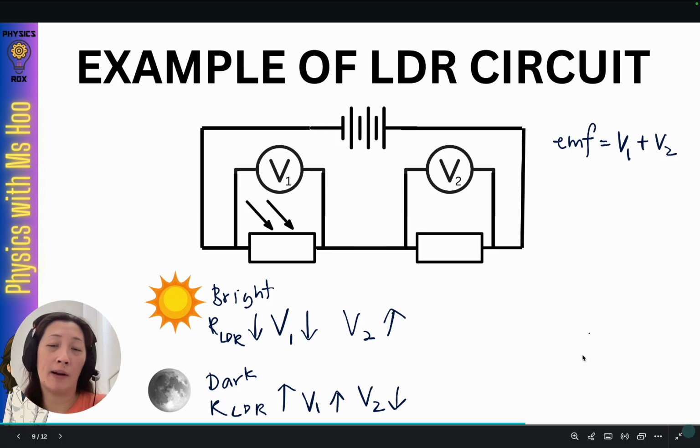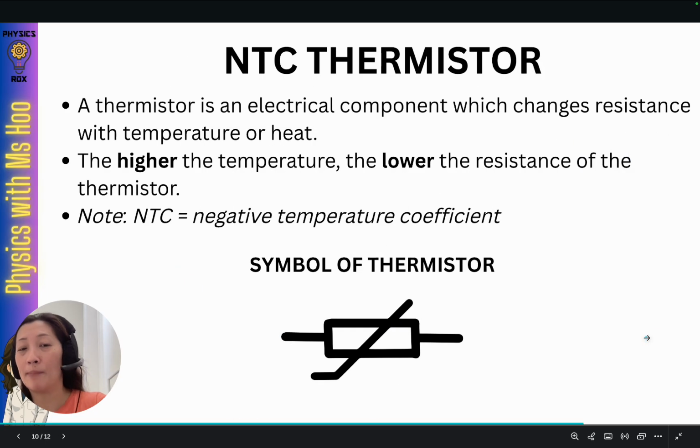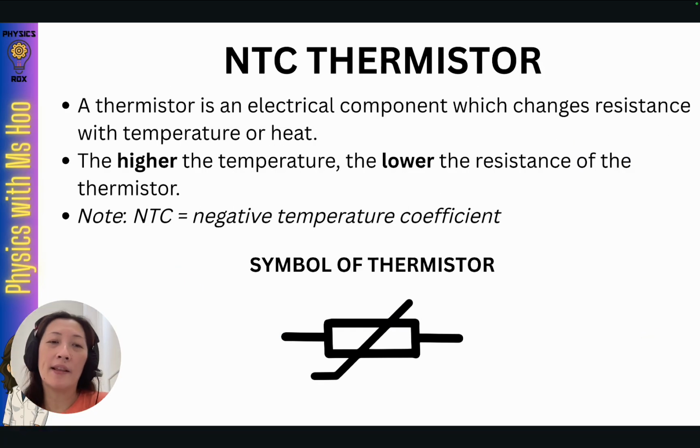Next, we're going to be learning about thermistors, and we're also just going to be learning about the basics. So what is a thermistor? A thermistor is an electrical component which changes resistance with temperature or heat. The higher the temperature, the lower the resistance of the thermistor.